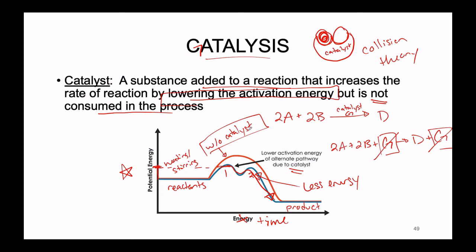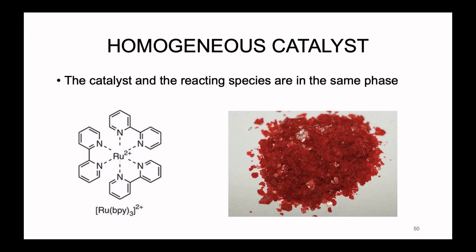There are, though, two main classes of catalysts, and this is where we end it, just the description of these catalysts. The first type of catalyst is a homogeneous catalyst. This is a catalyst that is going to be in the same phase as your reacting species. So in other words, we have this really common or famous catalyst that is illustrated here. It is ruthenium tris-bipyridine, also known as rubipi.